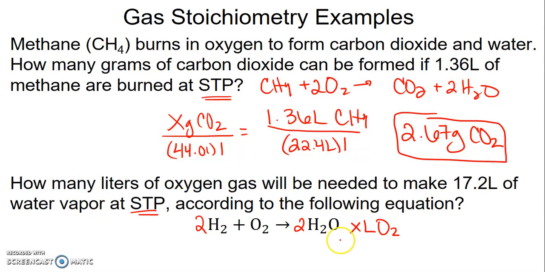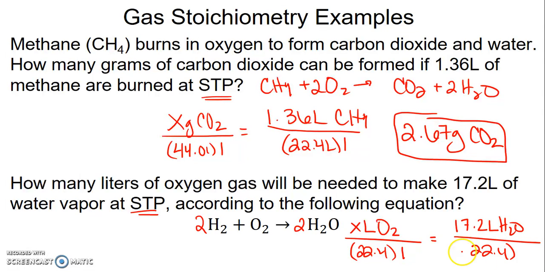so X liters of O2, which is what we're trying to find. There are 22.4 liters in 1 mole, and so we can multiply it by oxygen's coefficient, and we're given 17.2 liters of water vapor. 22.4 goes on the bottom, times water's coefficient, and just cross multiply, and you get 8.60 liters of oxygen.